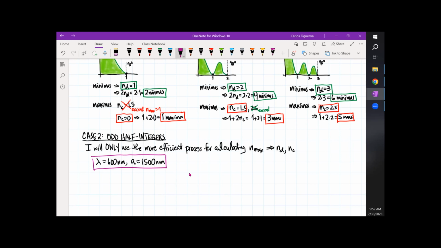So here we go. From the path difference equation, we see here that A sine of theta max is going to give me Nmax times lambda, which tells us that Nmax, in this case, is A over lambda, which is 1500 nanometers divided by 600 nanometers, which gives me 2.5 for Nmax.